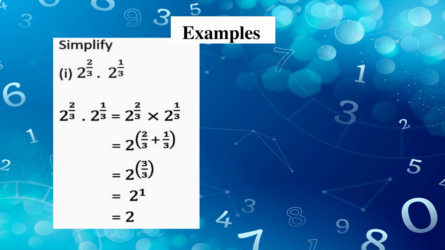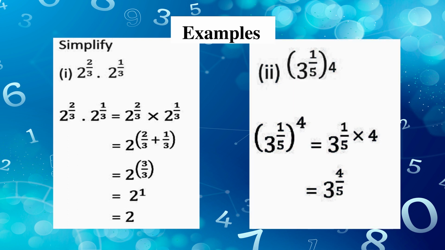Let us take one more question. (3^(1/5))^4. Here we can use the identity (a^m)^n gives us a^(mn). (3^(1/5))^4 gives us 3^(4/5). Finally, let us summarize whatever we have learnt in today's session.